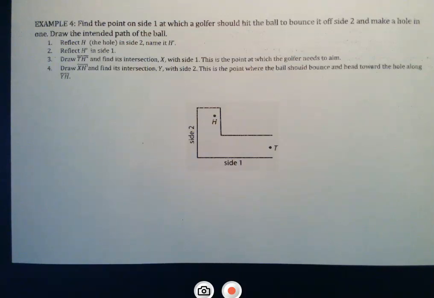Okay, so draw the intended path. It's telling us how to do that. We want to reflect H, the hole, in side 2, and we're going to name it H prime. So how do we reflect it?